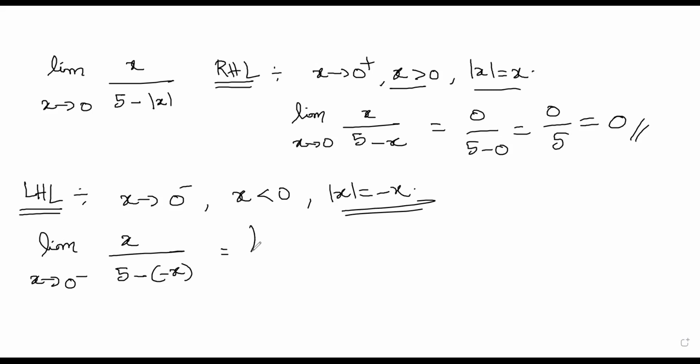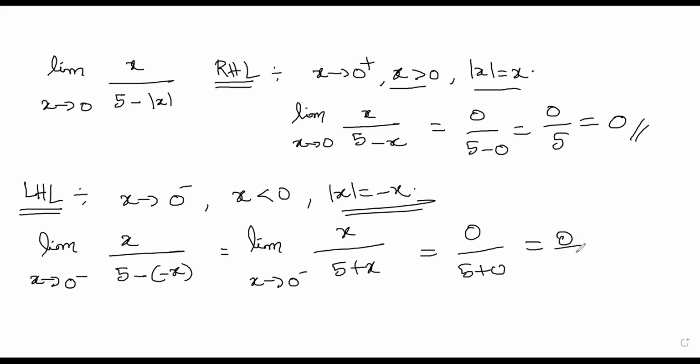So limit x tends to 0 minus, you have x divided by 5 plus x. Now put x equal to 0, no problem. So you have 0 by 5 plus 0 this time. The answer is 0. 0 by 5 is anyway 0. So we got LHL is equal to RHL. The limit exists.